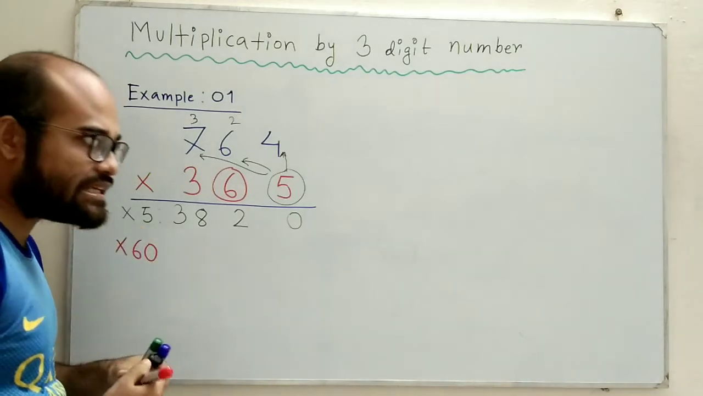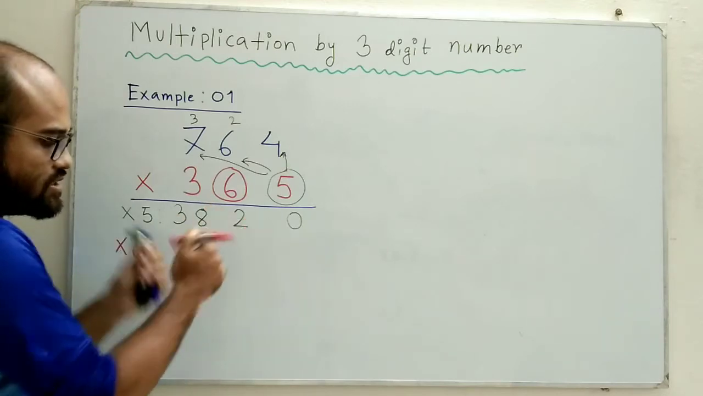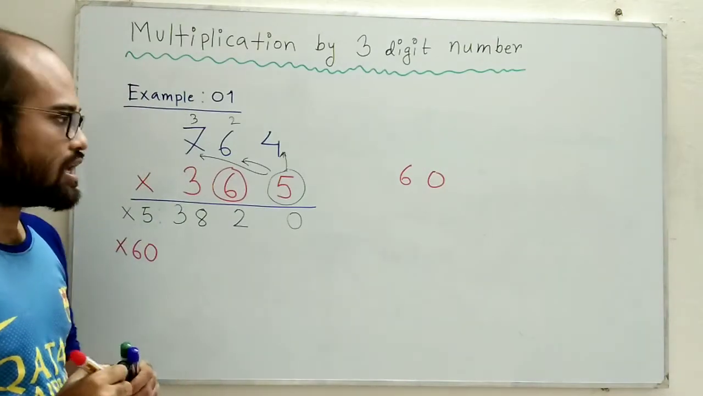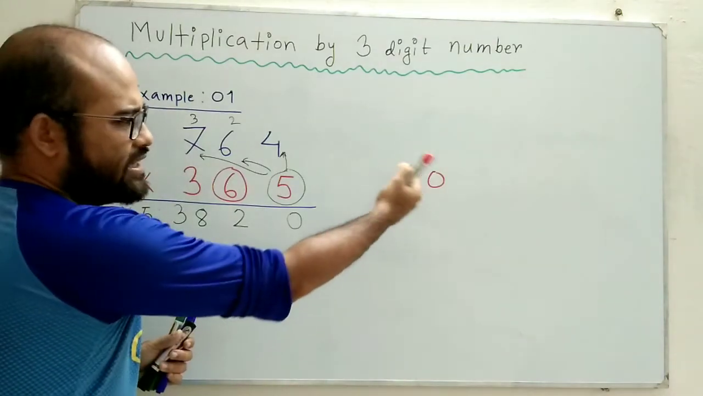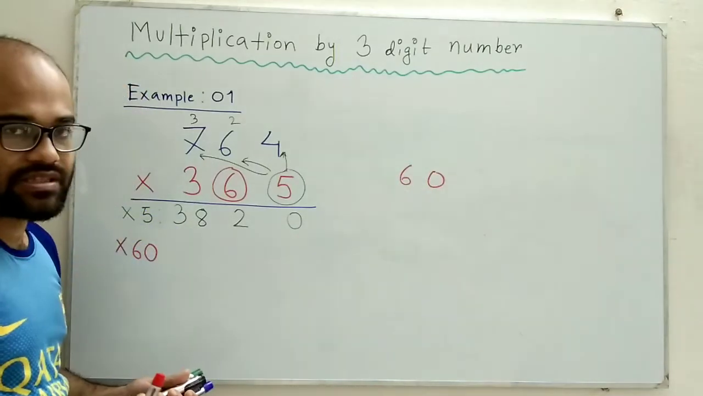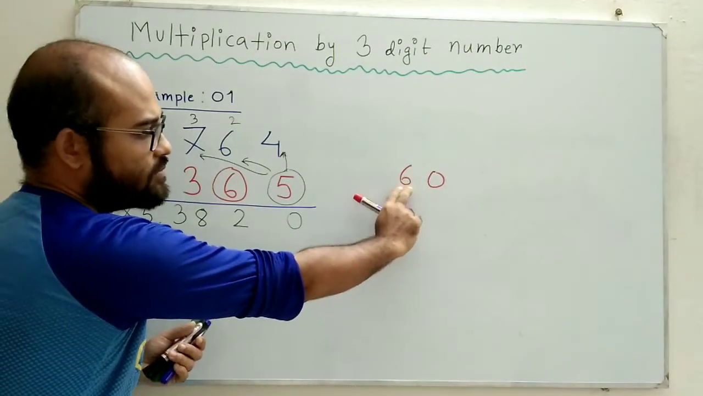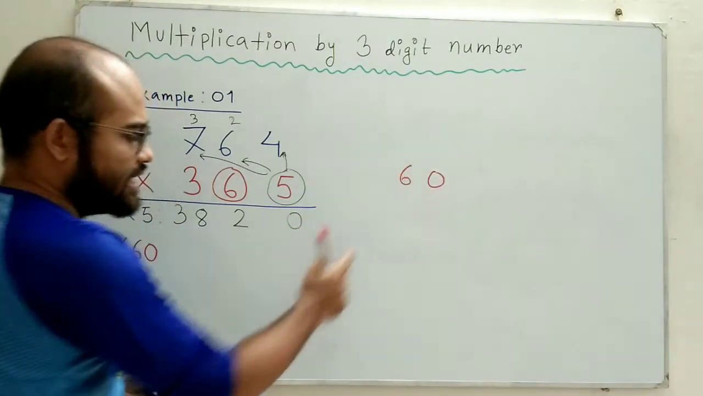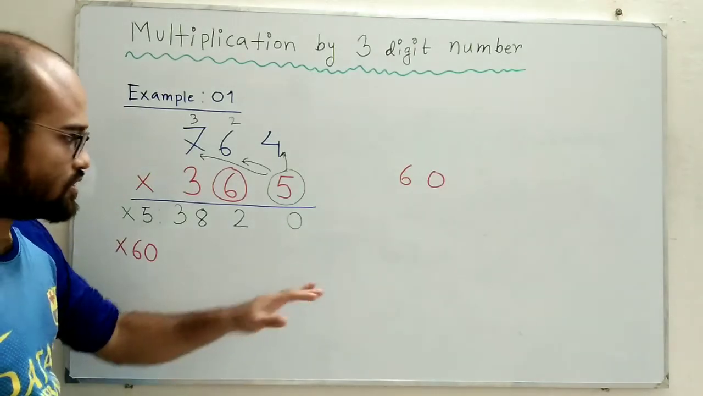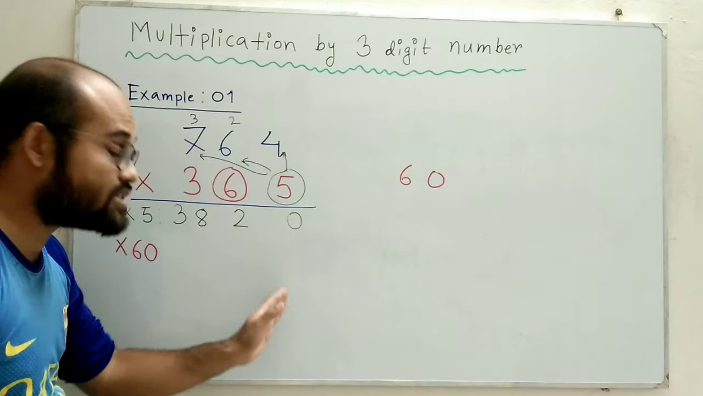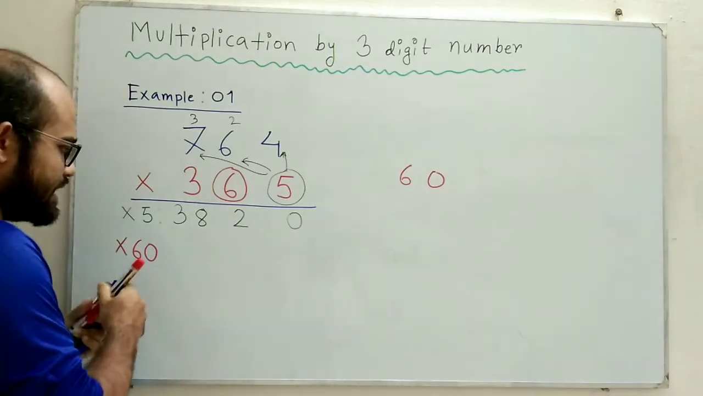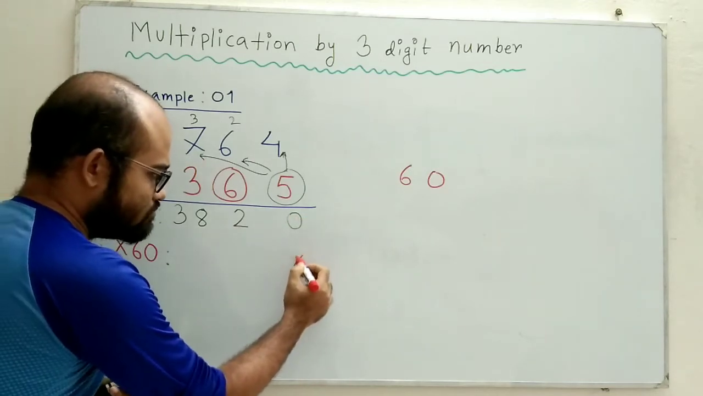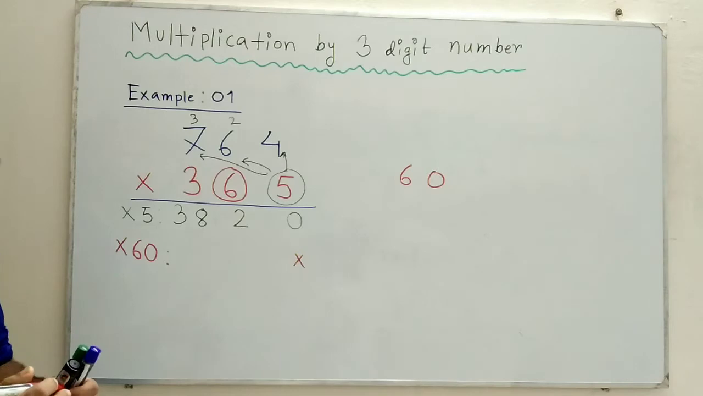Now, since 60 has a 0 in the units place, what it actually means to multiply any number by 60 is that you first multiply by 6, then add a 0 on the right. Now this 60 actually contributes nothing in the units place. So I can simply put a 0 beneath the unit place or put a cross. Now you can do whatever you want to do.